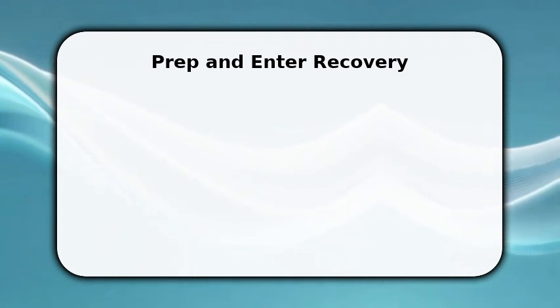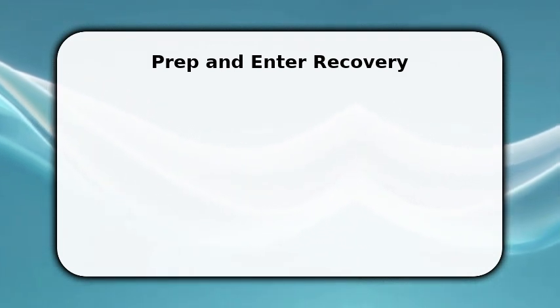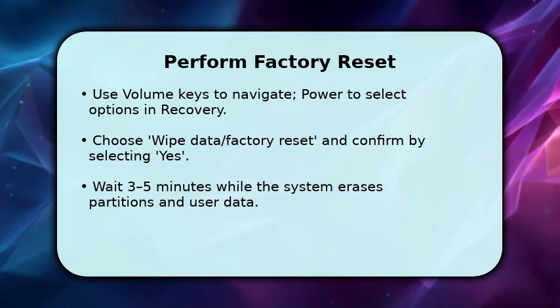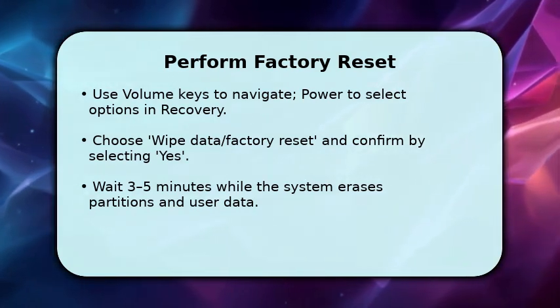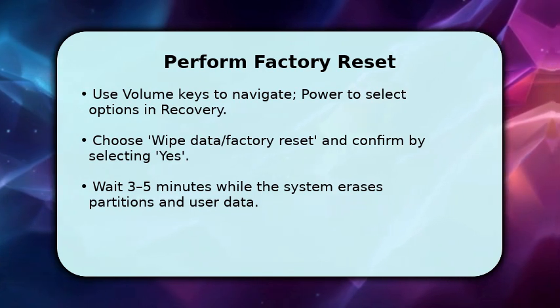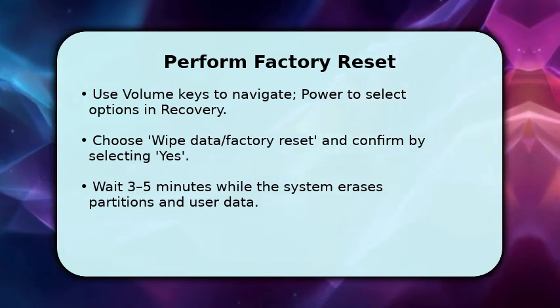When it's off, press and hold volume up and power together to boot into Android recovery. You'll see a text-based menu. That's where the reset happens. In recovery mode, use the volume keys to move through options and the power key to confirm selections. This tactile control avoids accidental taps.